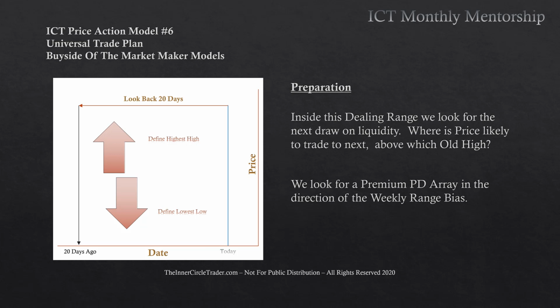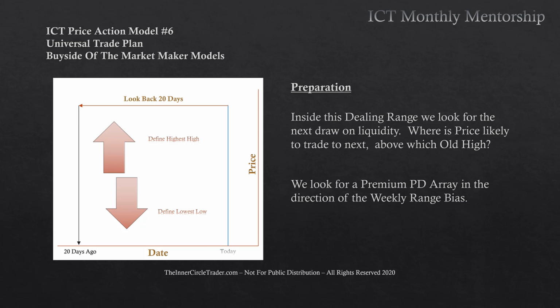In this case, where is price likely to trade to next, above which old high? We look for a premium PD array in the direction of our weekly range bias. Now, you understand enough about the market maker buy and sell models to know that when we're looking at the market maker buy model, the original consolidation, we start near the low or inside of a discount market. The market will trade up to a premium, reverse, and trade lower and go below the original consolidation.